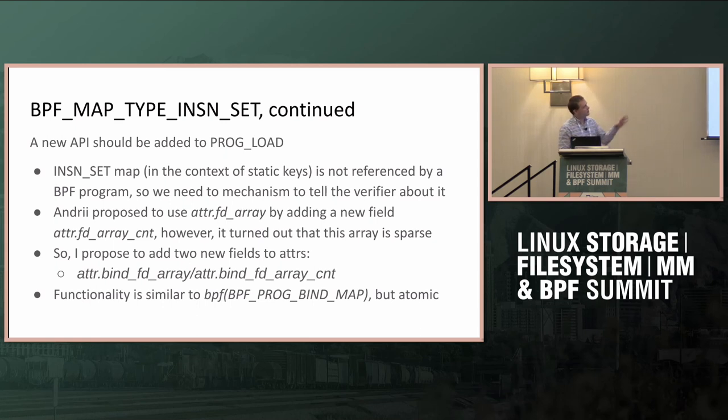And I agreed, so yeah, we can just add an FD array counter. But when I started implementing this, I found that this array is actually sparse, so we can't go through it. In the middle there can be any trash, which can pretend to be a file descriptor. So what I propose is to add two new fields, bind FD array and bind FD array counter. This will be an array of currently map file descriptors, but maybe later any file descriptors.